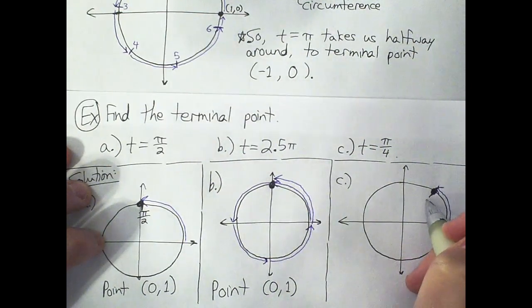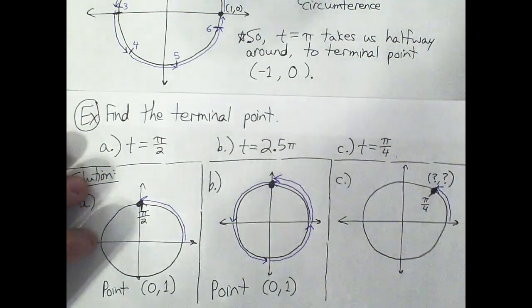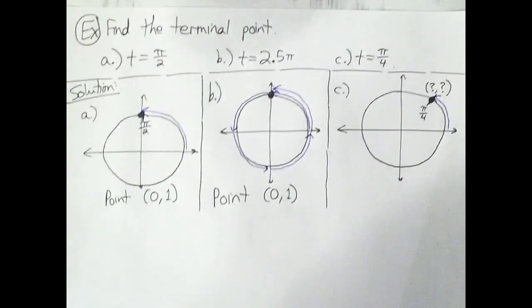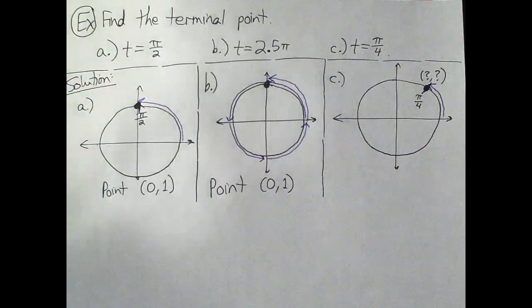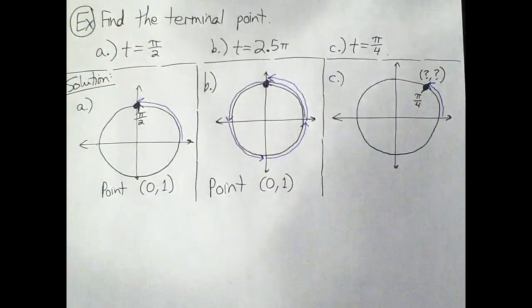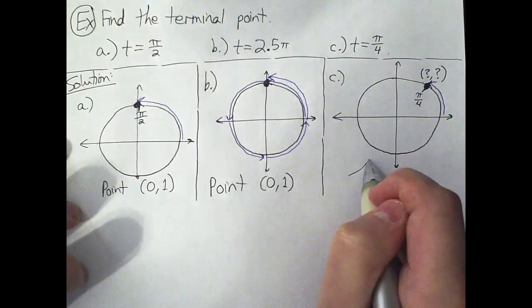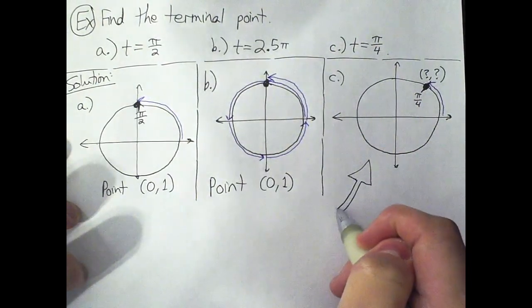Now, the t value that we used to get here was pi over 4, but that's not the answer. The answer is something, comma, something. Let's figure this out. It doesn't look like it's going to be 0, 1. It's not. It doesn't look like it's going to have a 0 or a 1 for either of the coordinates. Let's do a little work for this.